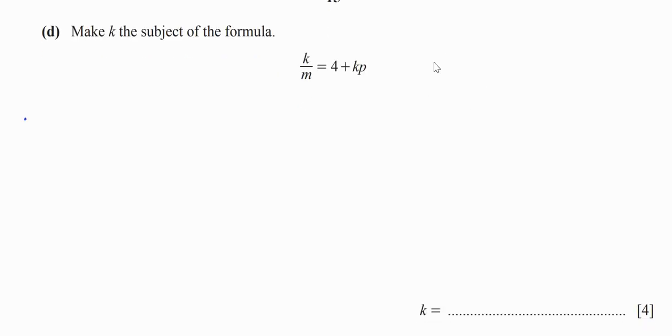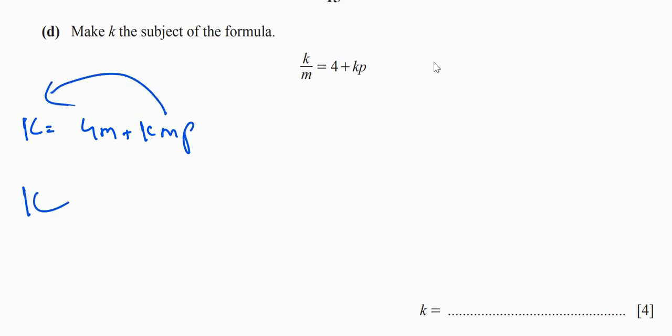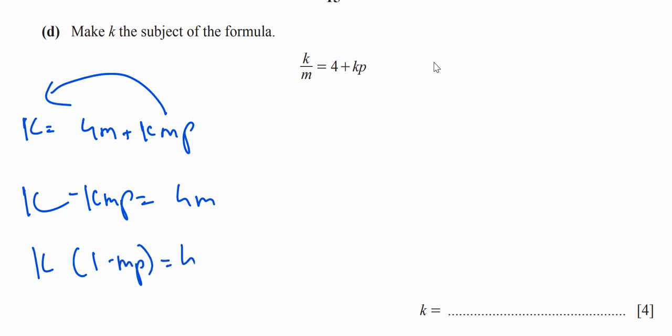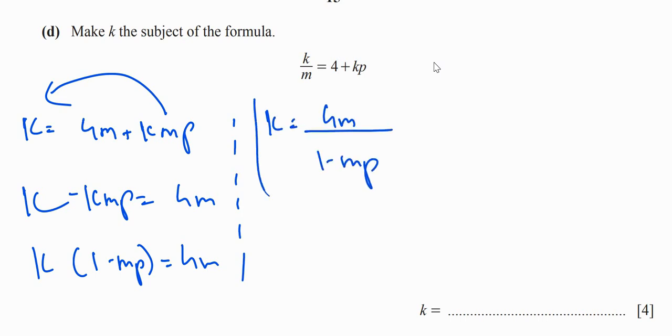Moving on, make k the subject. So this, look how we will make k the subject. K is equals to 4m plus kmp. K, shift this over there. K minus kmp is equals to 4m. Take k as common. This becomes 1 minus mp is equals to 4m. So k is equals to 4m upon 1 minus mp.